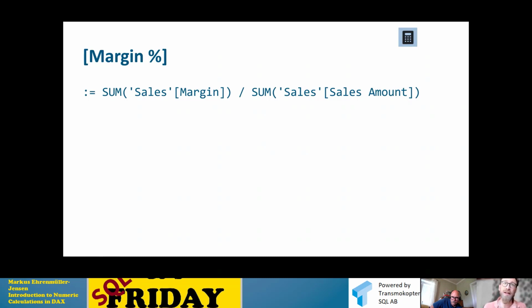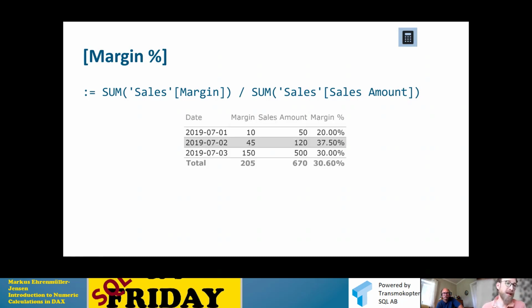This was not necessary in the calculated column, because in the calculated column we have this row context. We calculate for a certain row, and for this certain row we have only one margin, only one sales amount. For the measure, it's completely different. The measure is calculated now, again for the same values. So 10 divided by 50 is 20. 45 divided by 120 is 37, 150 divided by 500 is 30, and now in the total we see 36.